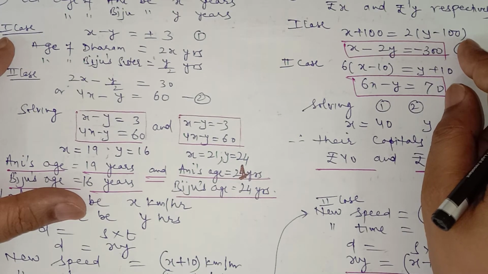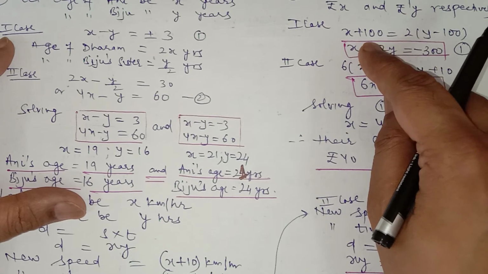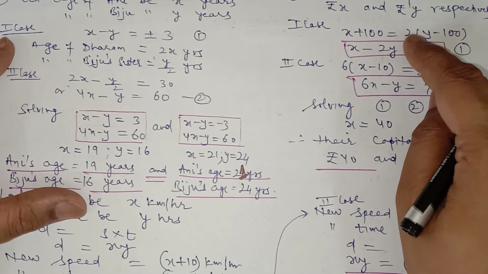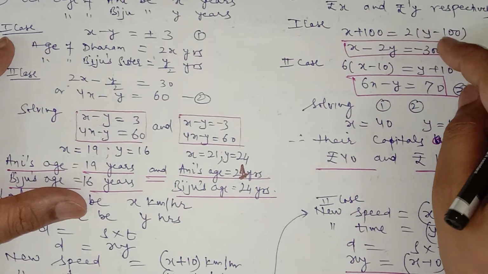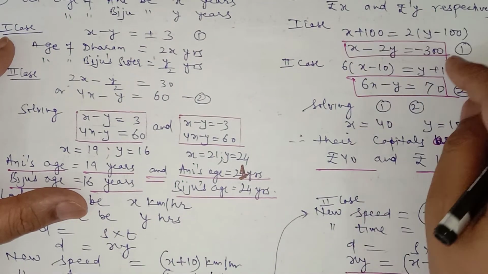And it is given that the first person is saying that if you give me 100 rupees, I will become twice as rich as you. So it is given that this money will be twice of this, twice the money B has left after giving 100 to A. Now open the bracket, you will get the first equation.